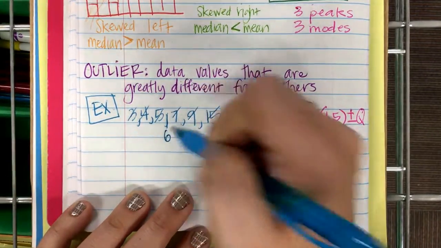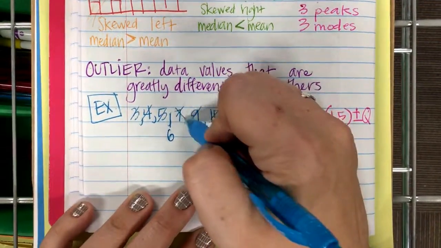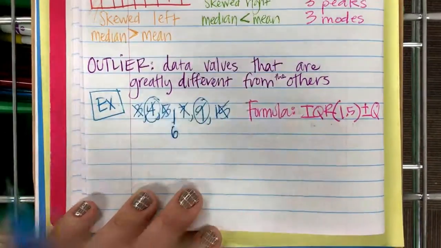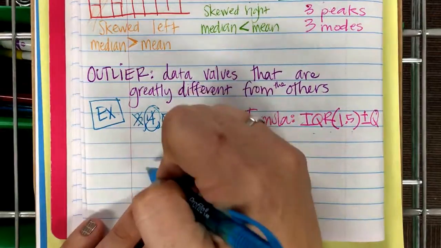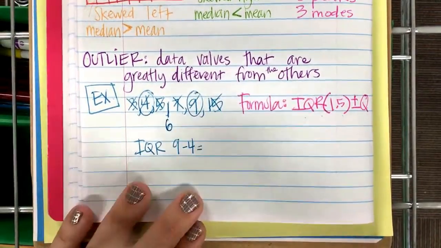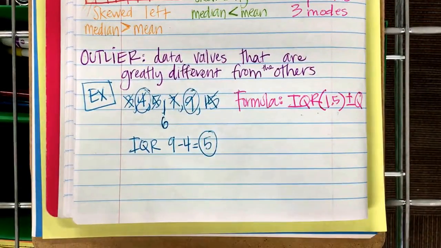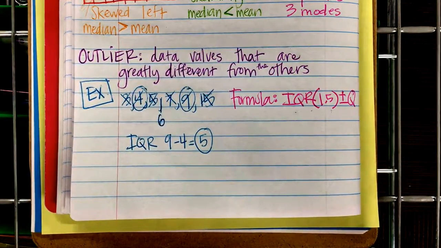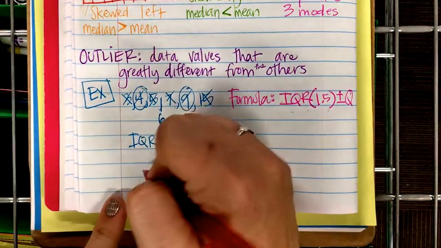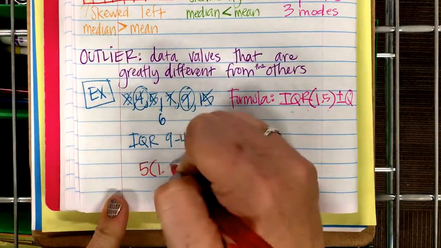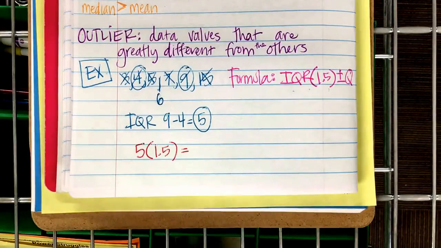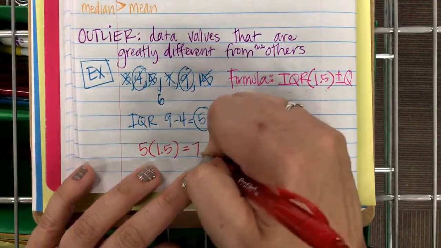The median is 6. The upper quartile is 9. The lower quartile is 4. Correct? So the IQR is 9 minus 4, which is 5. Now I'm going to take the inner quartile range, which is 5, and I'm going to multiply it by 150%, or 1.5. 5 times 1.5 is 7.5.